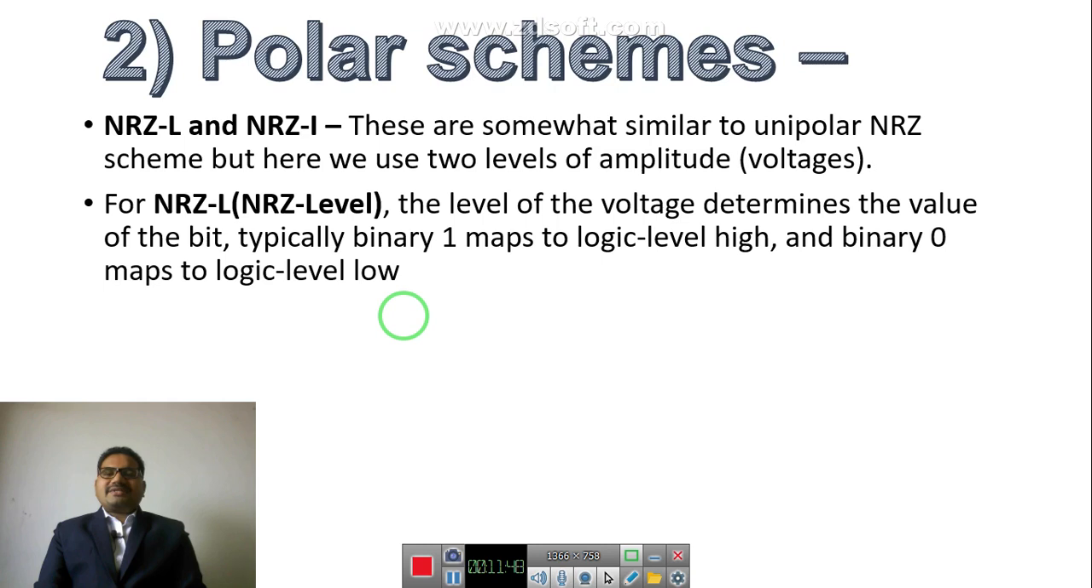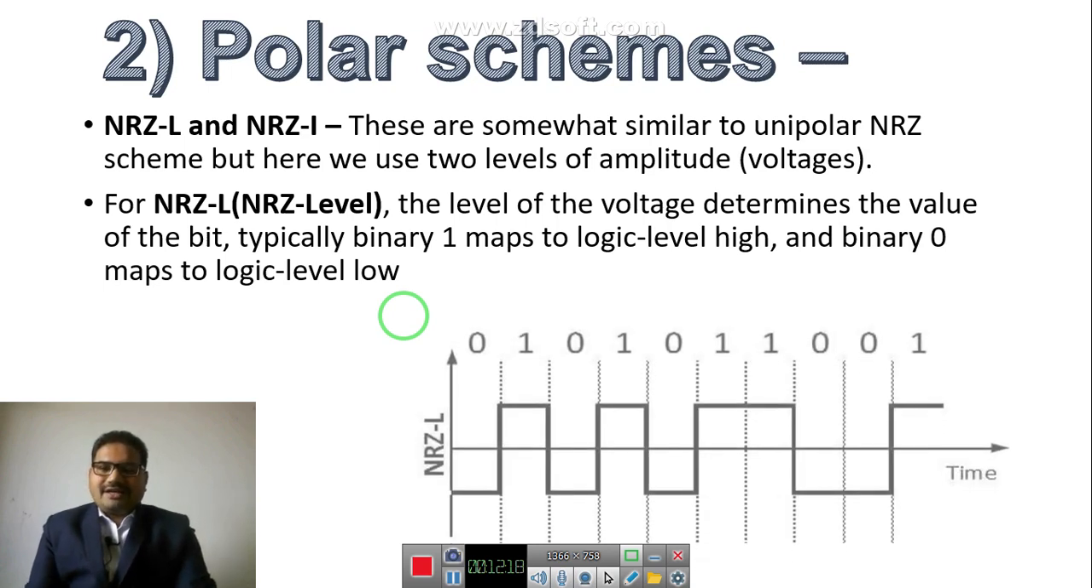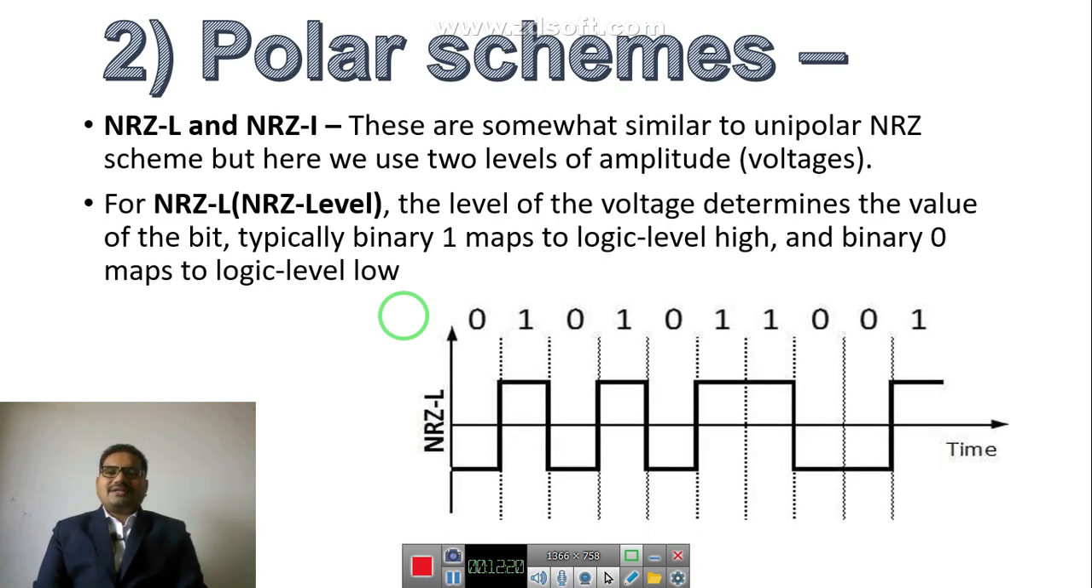Next, moving to the next coding, that is called the polar schemes. The polar schemes have NRZ-L and NRZ-I. These are somewhat similar to the unipolar NRZ scheme, but here we use two levels of amplitude, that is, voltage. Now, NRZ-L represents level. The level of the voltage determines the value of the bit.